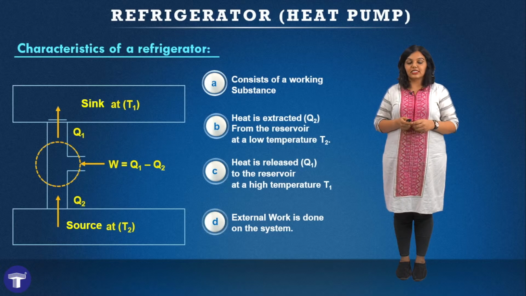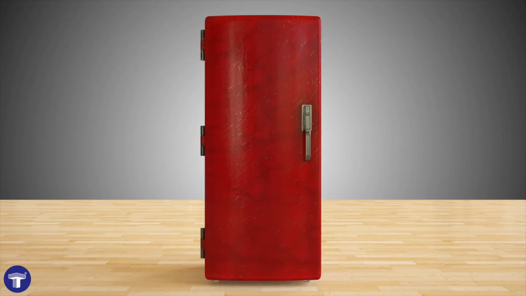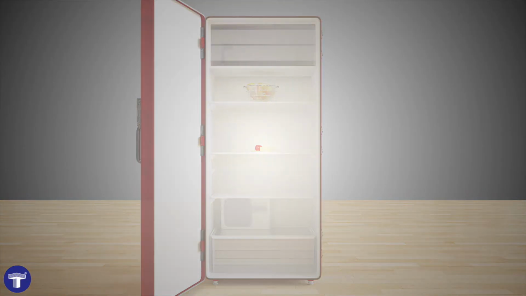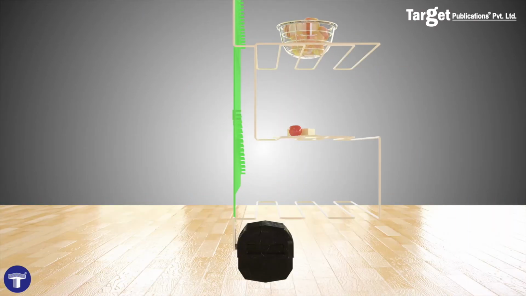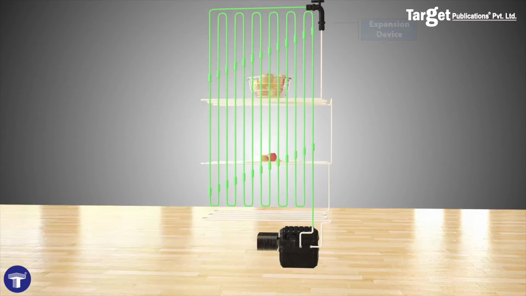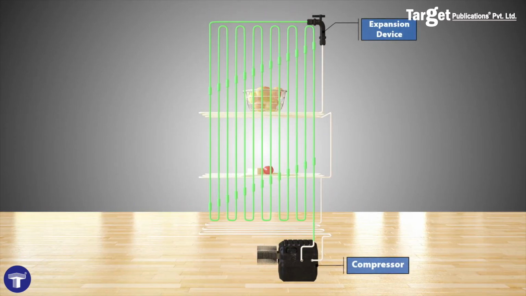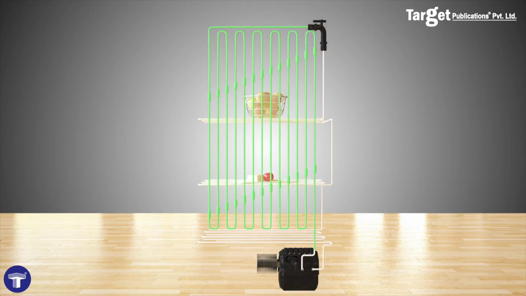You will see that inside the refrigerator we have 2 different types of coils. One is the white coil and the other is the green coil. We also have 2 devices. One is an expansion device and the other is a compressor. Now, in a refrigerator, the working substance, which is usually in a gaseous form, goes through the following steps.